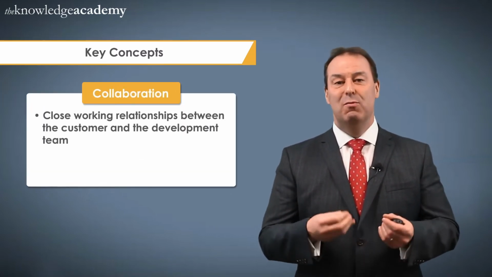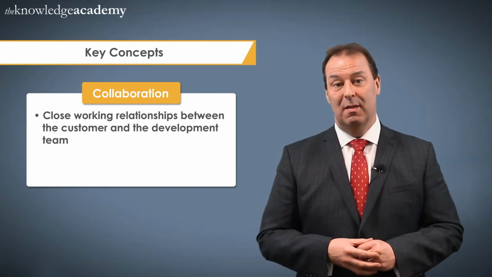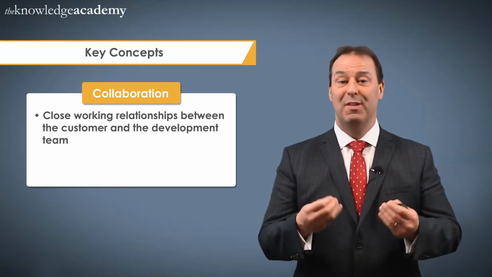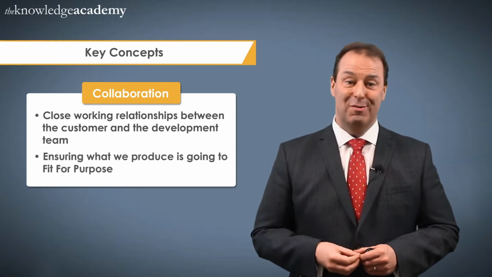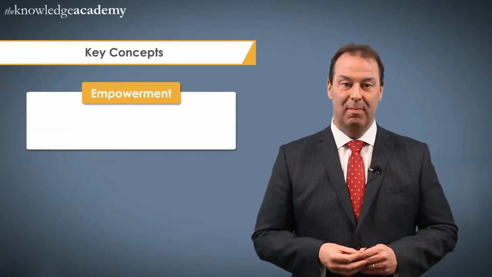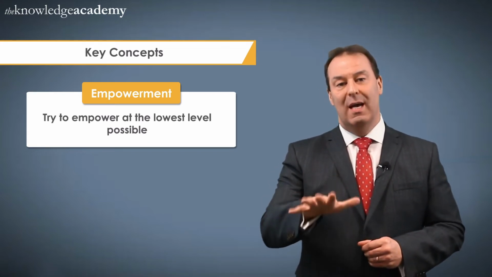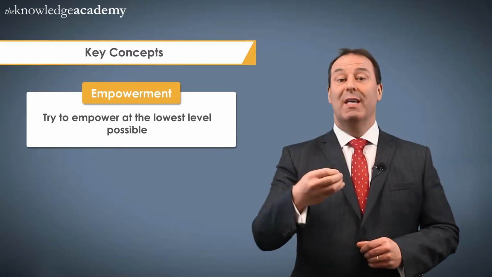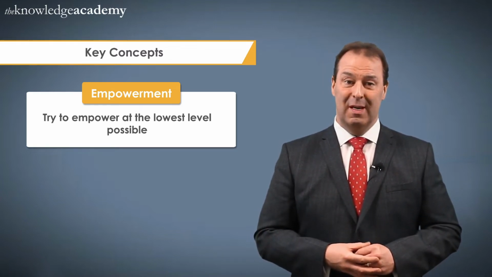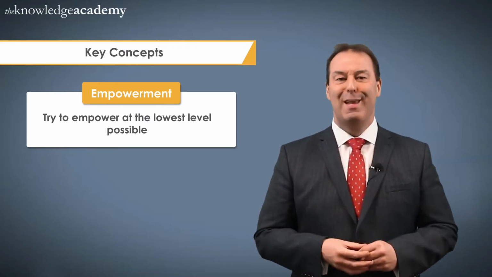Another key concept is collaboration. The customer representatives work intimately with the people who will be designing and building your products. They will help the designers to guide and shape the detail, ensuring that what we produce is actually fit for purpose. Now, there's another concept you will also hear a lot of in agile environments, and it's empowerment. We always try to empower at the lowest level possible, giving the people who are working at the very ground level as much authority as is permissible to achieve their results. This has often led to a much quicker turnaround of what we're trying to produce and greater levels of accuracy.